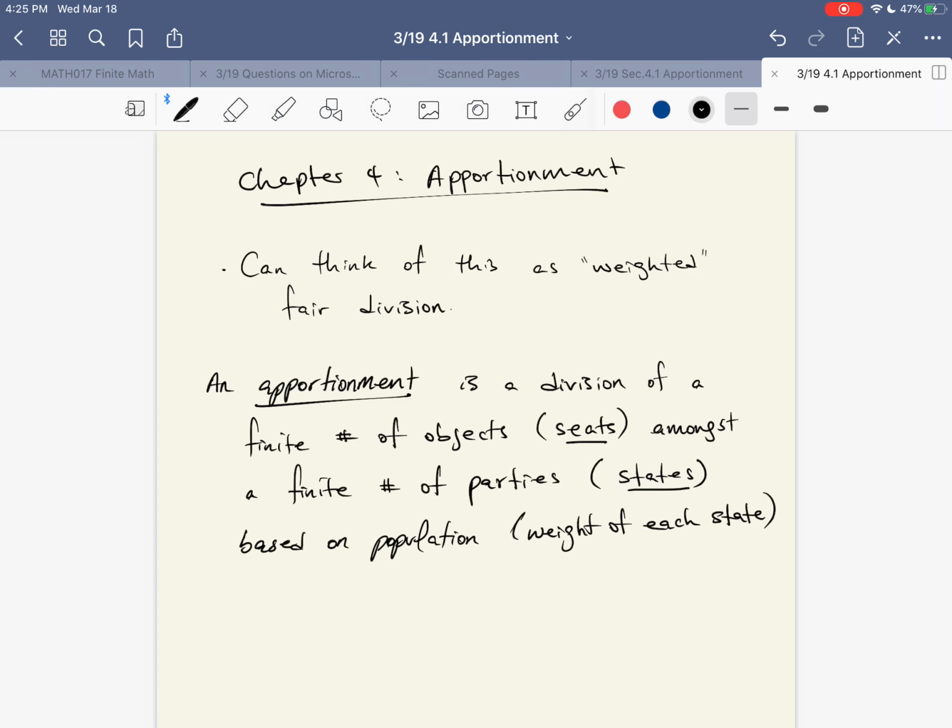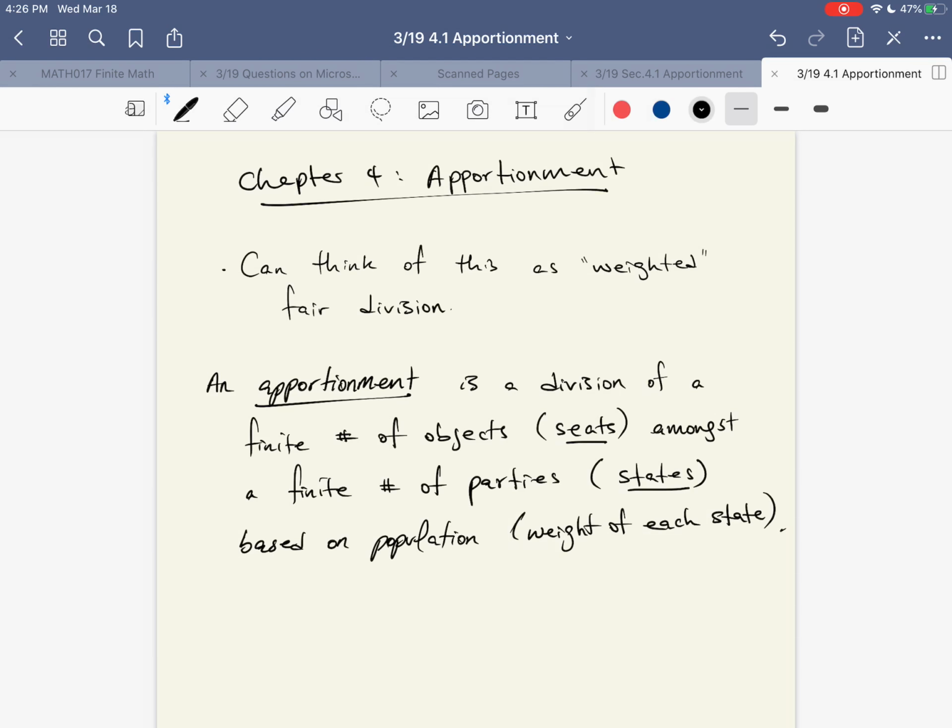Okay. I'll just get started writing down some vocabulary terms. I'll define what a seat is, what a state is, what a population is, though those things are relatively self-explanatory. I should mention that apportionment doesn't just refer to seats in a House of Representatives being divided amongst states in a country. It's not always like this.